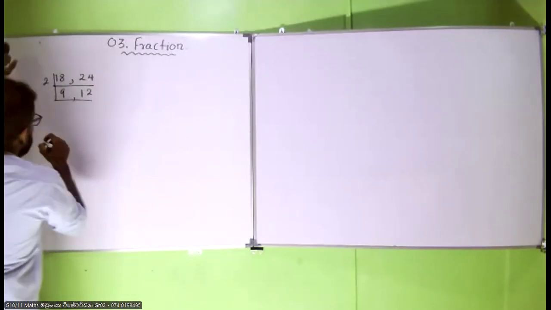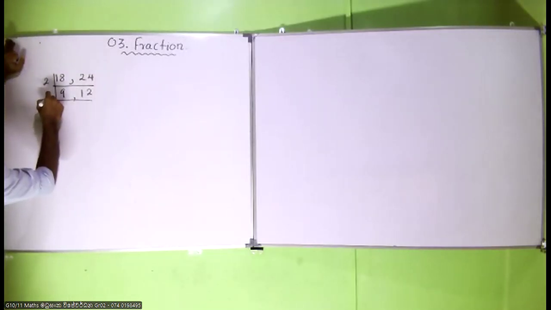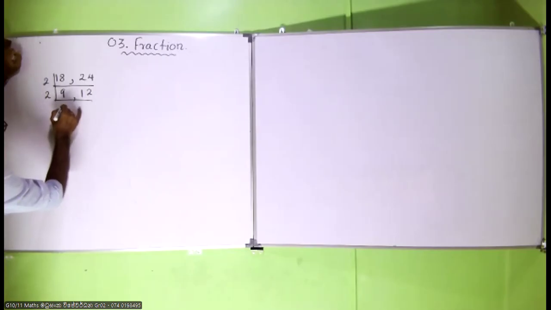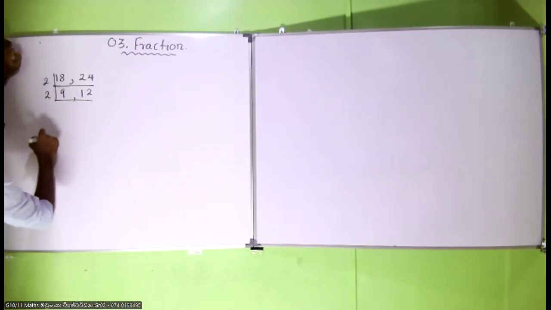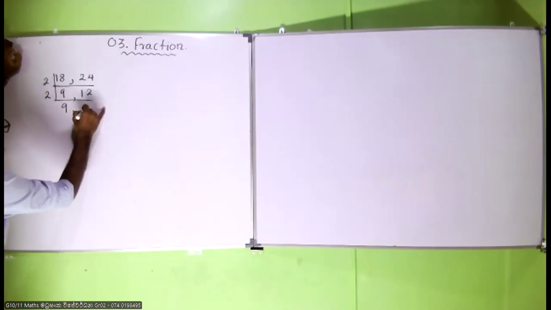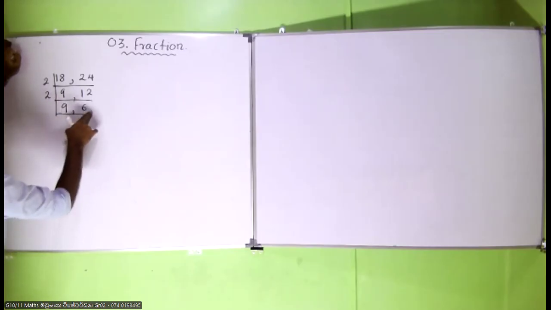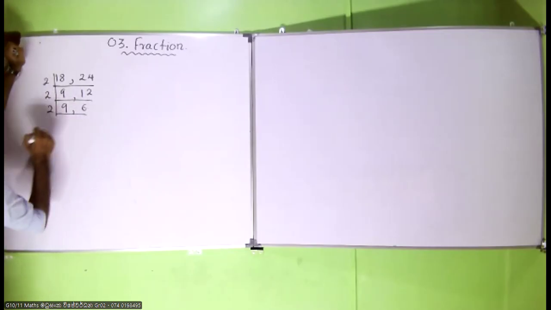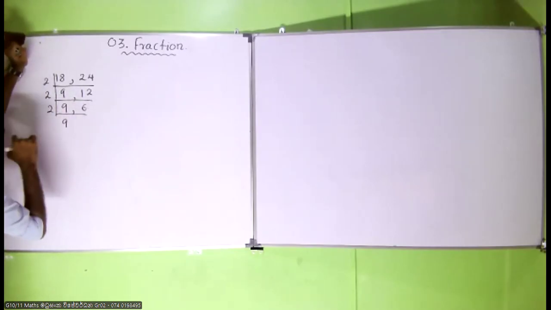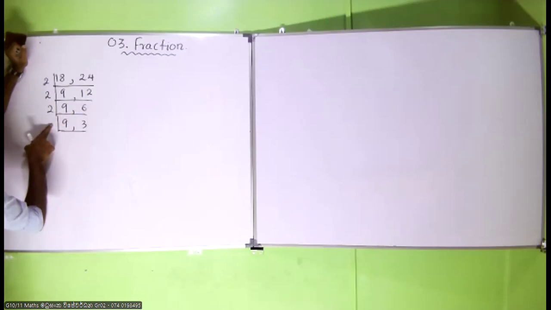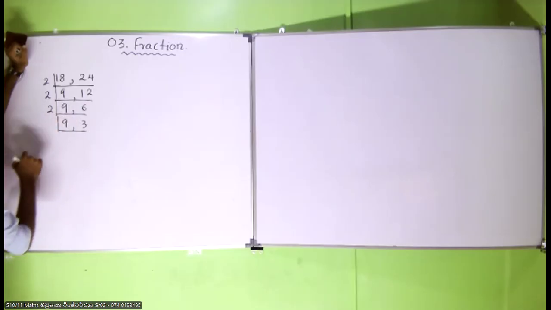So, you are going to put 2 here. You cannot divide this 9, so keep it as it is, 9, comma 2 times 6, 12. Again, with 9 and 6, you can divide this 6 by 2, right? So keep your 9 as it is, 2 times 3. Now you cannot use 2 to divide either this one or this one.